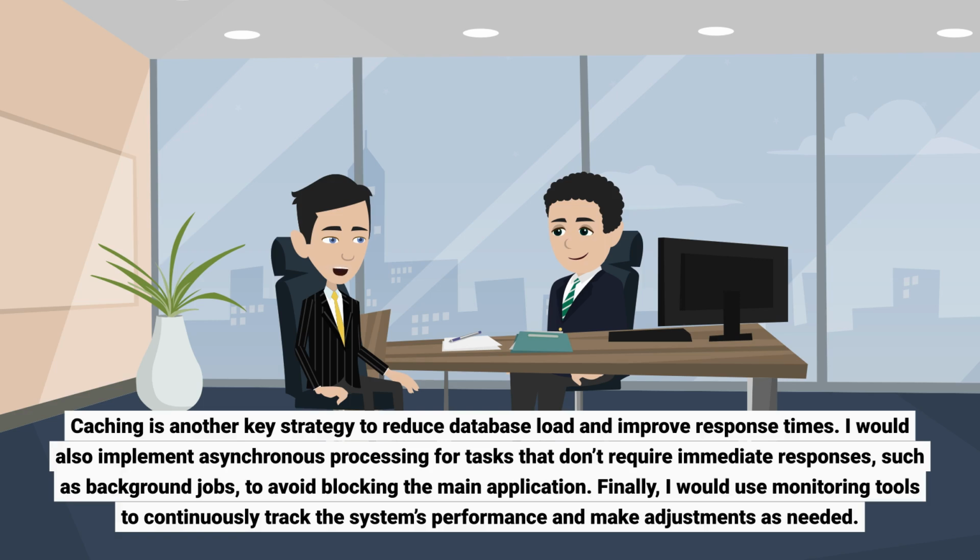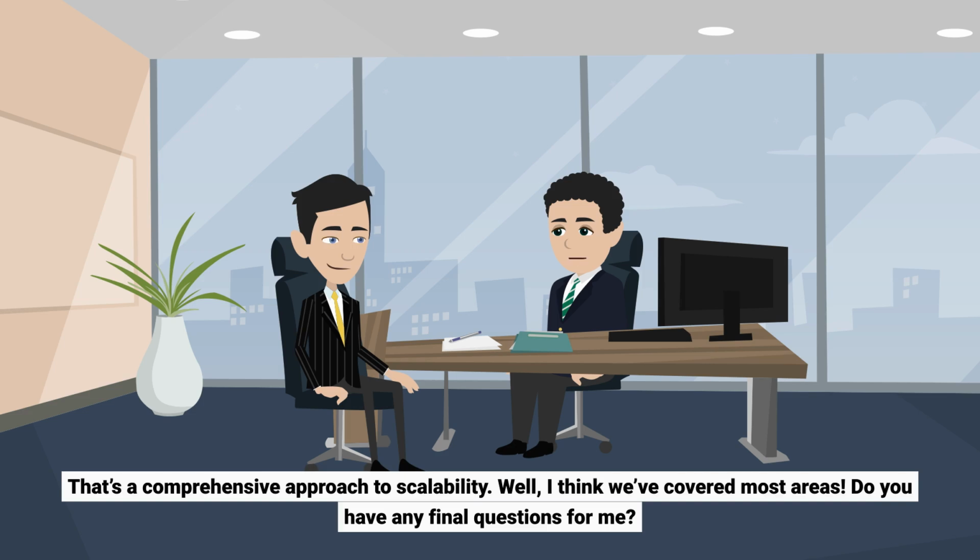Caching is another key strategy to reduce database load and improve response times. I would also implement asynchronous processing for tasks that don't require immediate responses, such as background jobs, to avoid blocking the main application. Finally, I would use monitoring tools to continuously track the system's performance and make adjustments as needed. That's a comprehensive approach to scalability. Well, I think we've covered most areas. Do you have any final questions for me?